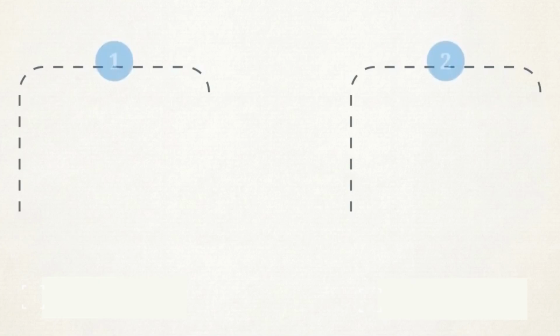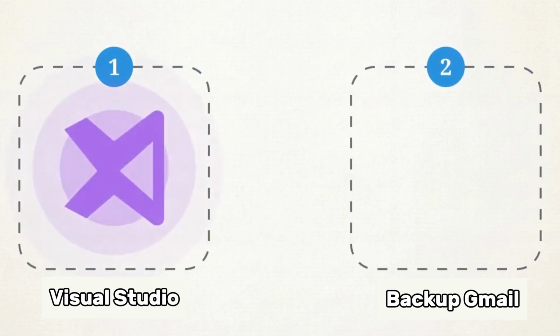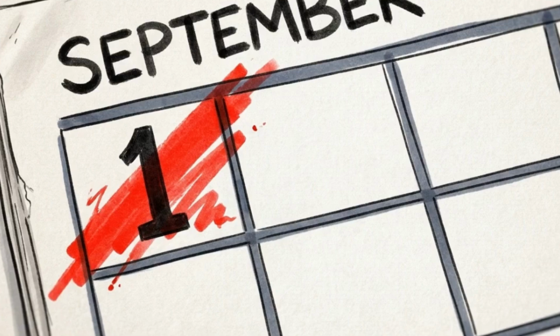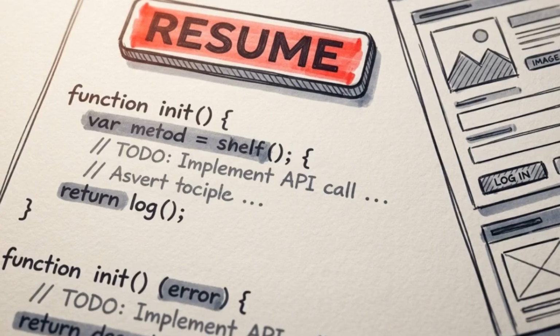To set this up, you only need 2 things: your active Visual Studio environment and a single, reliable backup email address to handle verification codes. You don't have to wait until the first of the month for your credits to refresh, and you do not have to abandon your project halfway through.